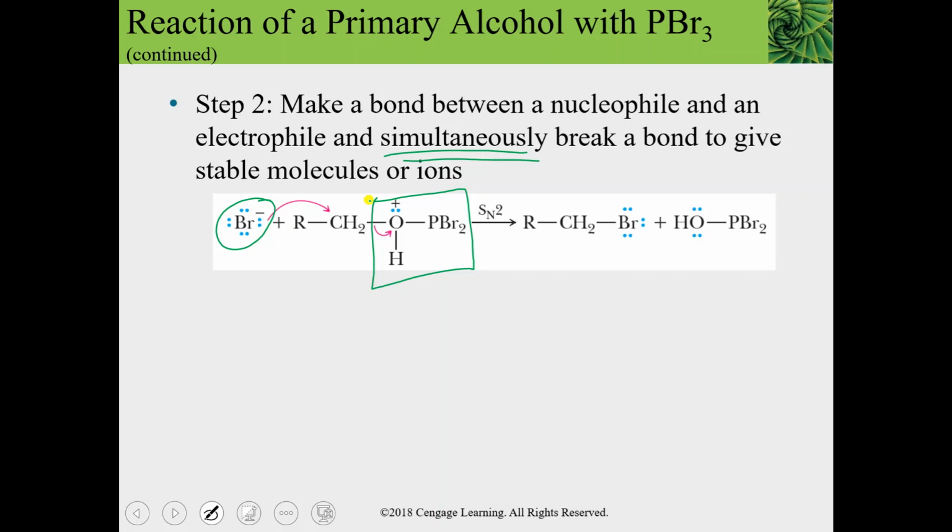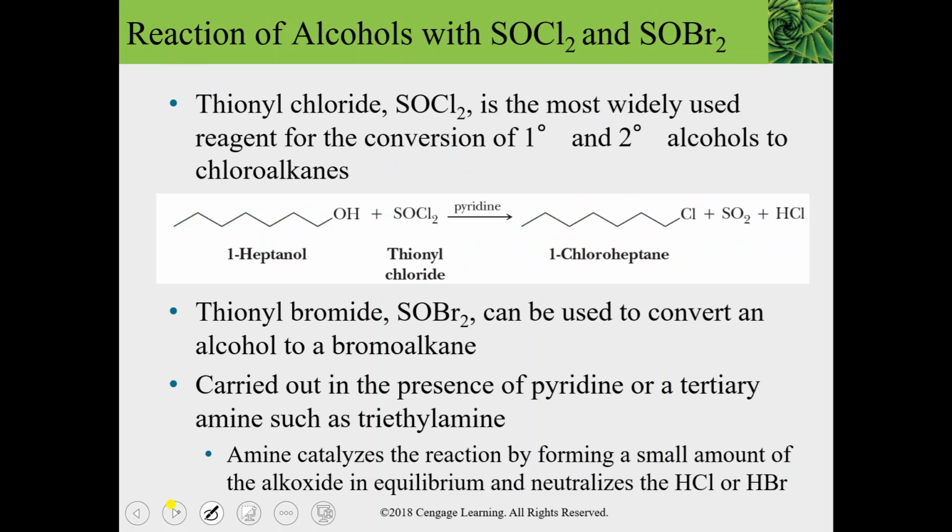So the bromide ion is going to come in, attack the carbon. The carbon is simultaneously going to kick off that awesome leaving group. And now we have the hydroxyl group removed, and we have our new bromide ion attached. Now let's compare this to SOCl2 and SOBr2, thionyl chloride and thionyl bromide. Remember, this we would compare possibly to HCl and HBr.